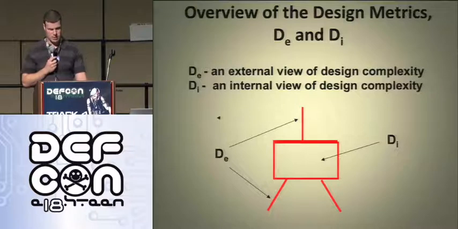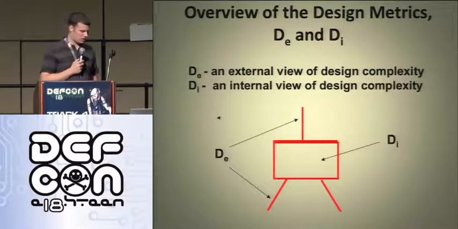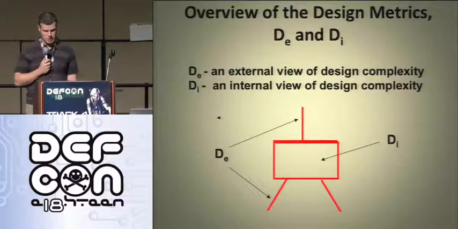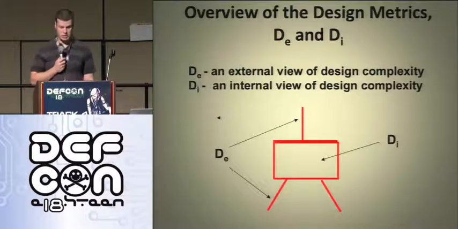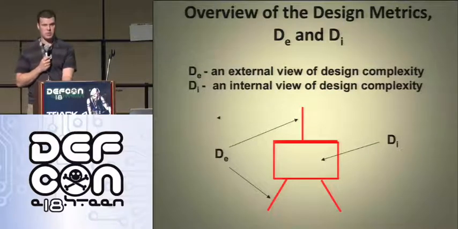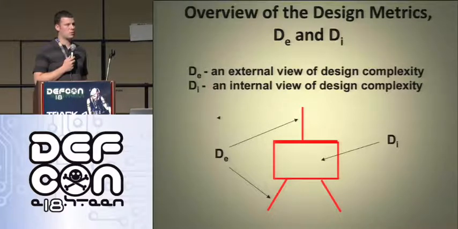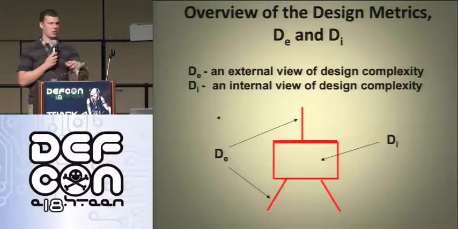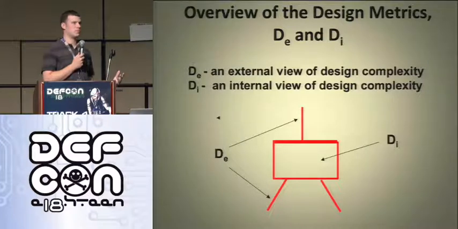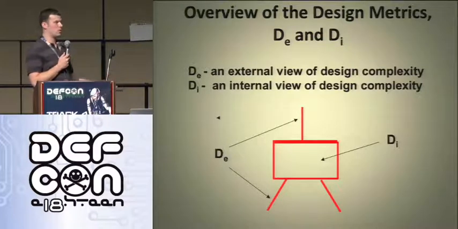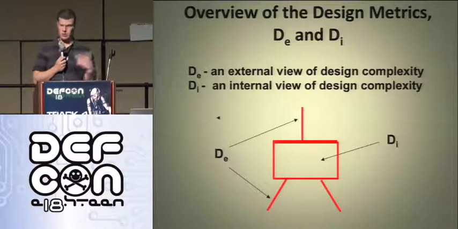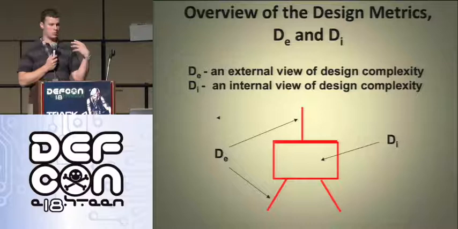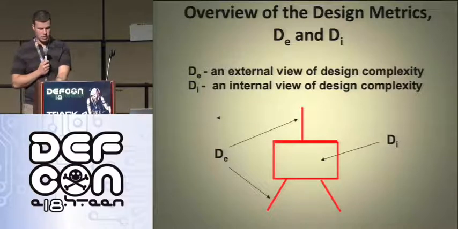Okay, here's some that actually gets to the good stuff. Overview of the design metrics, D sub E and D sub I. D sub E is an external view of design complexity, and D sub I is the internal view of design complexity, which is pretty much when we're talking about faults in software. The more complex something gets, the more error prone it's going to be. When they started this, it was all just reliability. Twenty years ago, nobody really seemed to care about security. But they did care that their software didn't crash, for example a navigation system, you don't want that thing going down. So reliability was the focus for software when this research started.